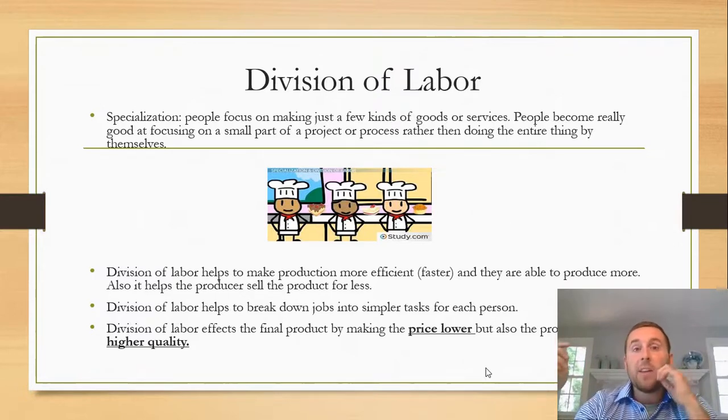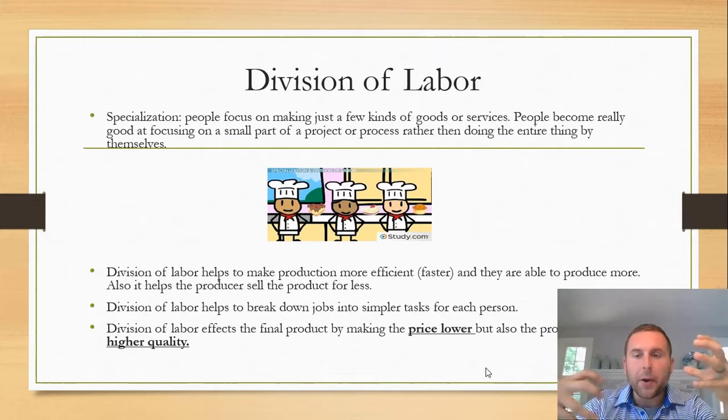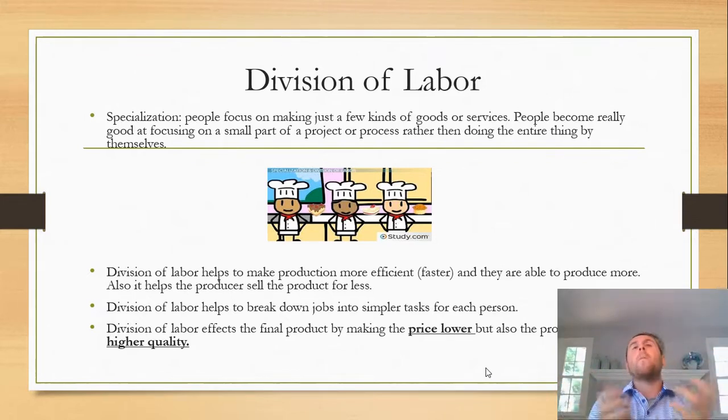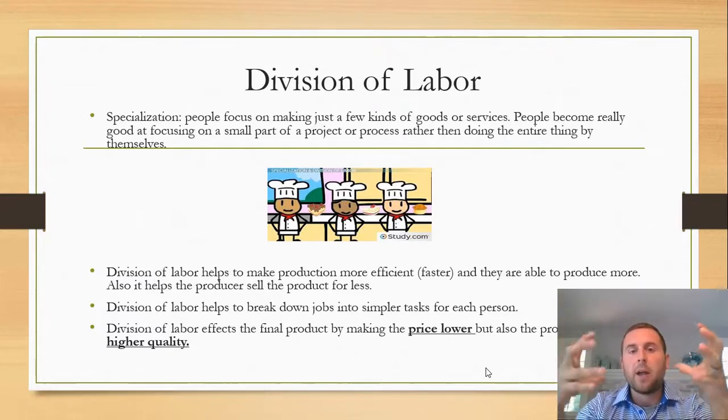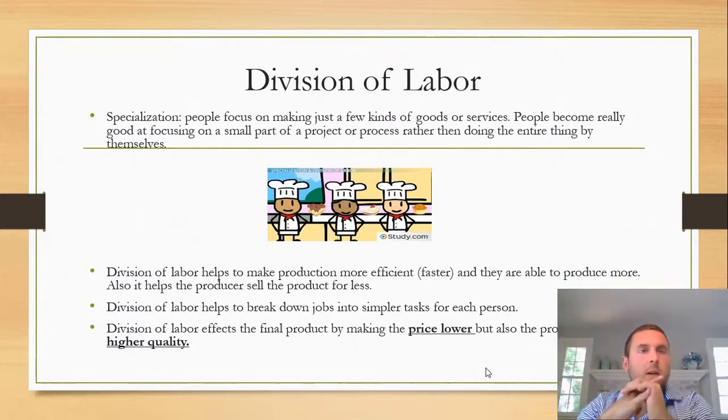With this, we have the division of labor. It helps to make production more efficient, which means faster. So we're able to build things a lot quicker, and they're able to produce more. It's also going to help the producer sell the product for less, right? It doesn't take as long. They're able to make more, so they can sell it for less.